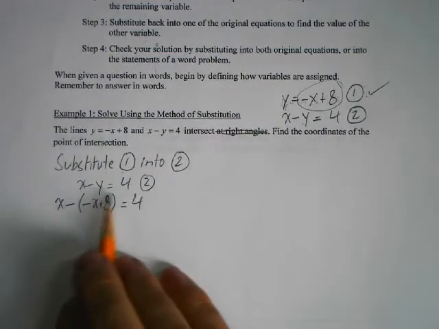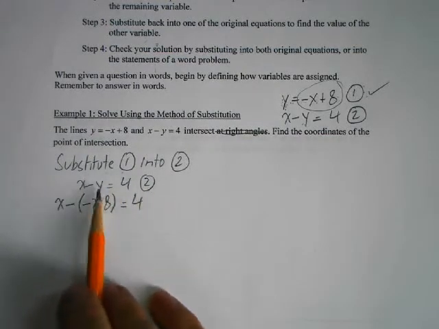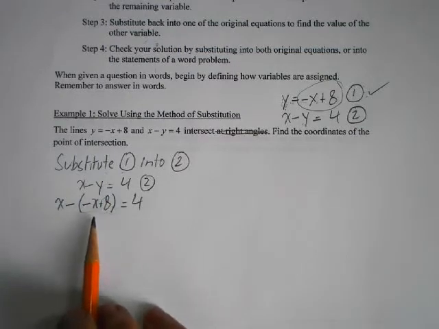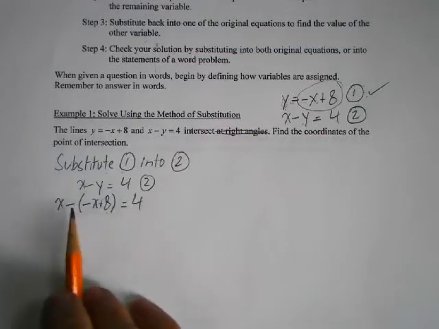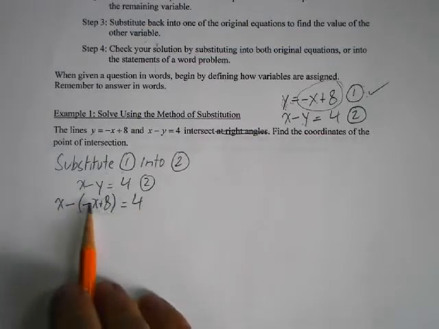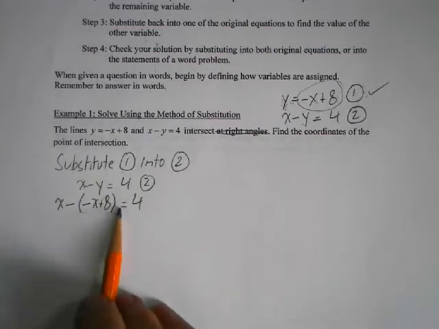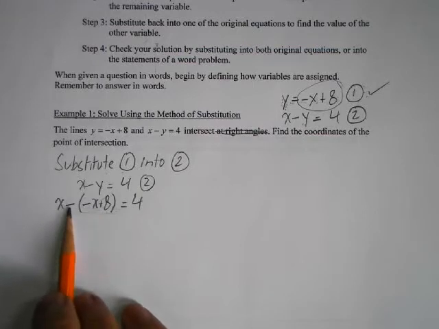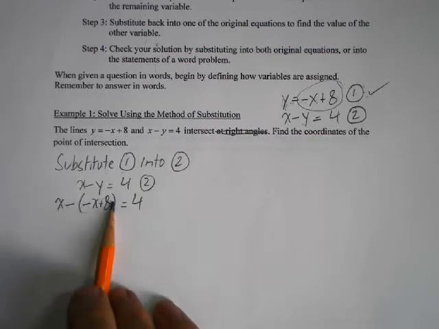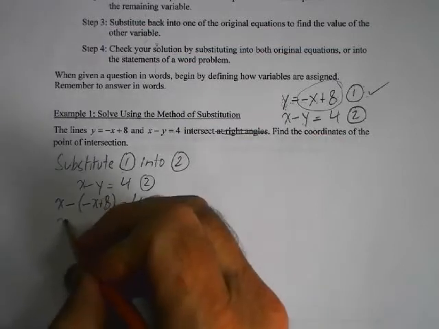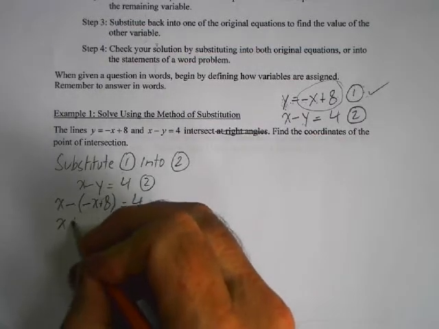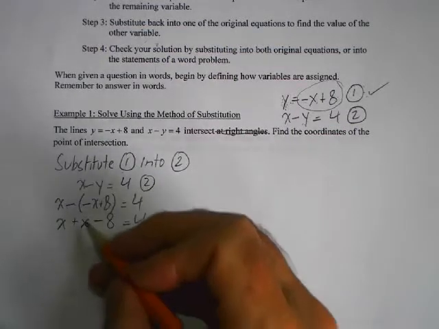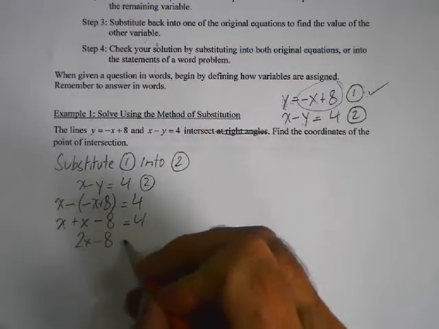You notice now equation 2 has changed from having 2 variables, x and y, to just having one variable, x. So this is now a linear equation that we can solve for x. The brackets are important here, because if you didn't put the brackets in, you're going to get a wrong answer, because we're actually subtracting negative x and positive 8. If I rewrite that, subtract negative x means add x, and then subtract 8 equals 4. So 2x minus 8 equals 4.